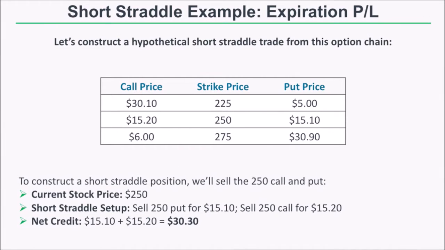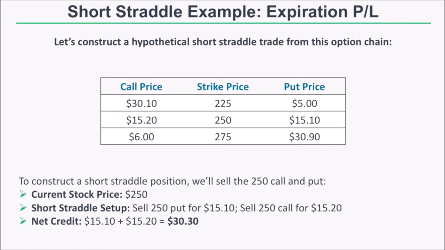In this example we're going to construct a short straddle position from the following option chain. At the time of these option prices, let's say the stock price is trading at $250, and we want to put on a directionally neutral trade that's going to profit if the stock price remains right around $250. To do this, we're going to sell the 250 straddle. We're going to sell the 250 call for $15.20, and we're going to sell the 250 put for $15.10. So the net credit in this case is $30.30.